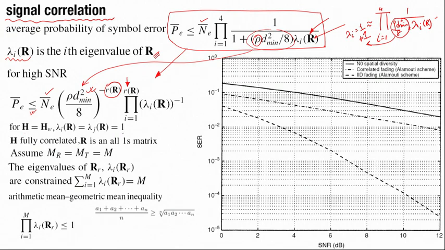So for H equals to Hw, of course we have said this is identity, according to which we have derived the earlier result. And when R is fully correlated, R is an all-ones matrix, so that means there is only one eigenmode and hence you do not get any diversity.